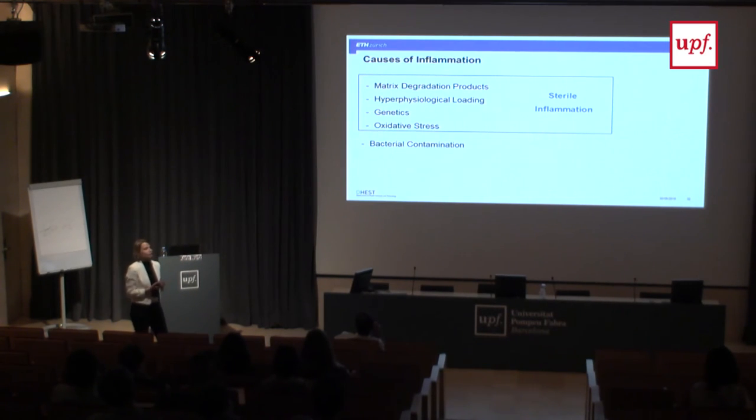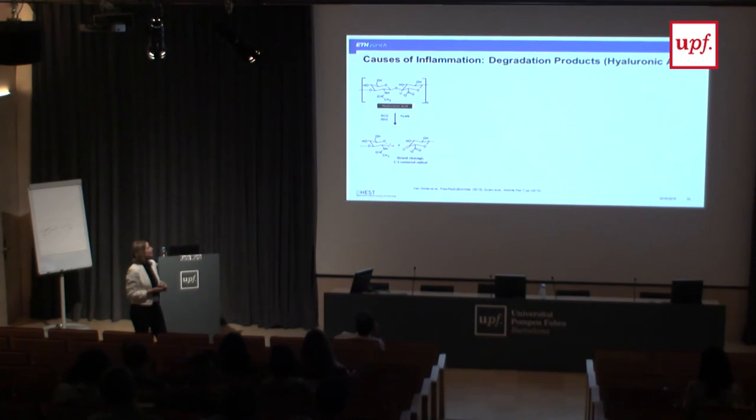But then, of course, you can also have bacterial contamination. There is some very new data on that. And then most likely we also have a lot of other factors that play a role, but we just don't know them yet. So I will show you two or three slides, and then the rest I will skip. But this is quite important. One of the causes of inflammation being matrix degradation products.